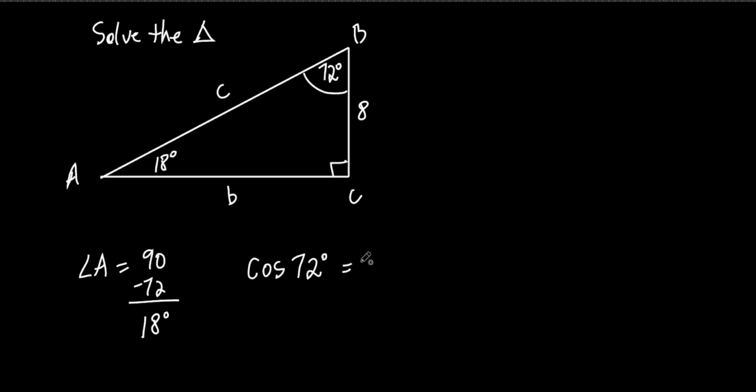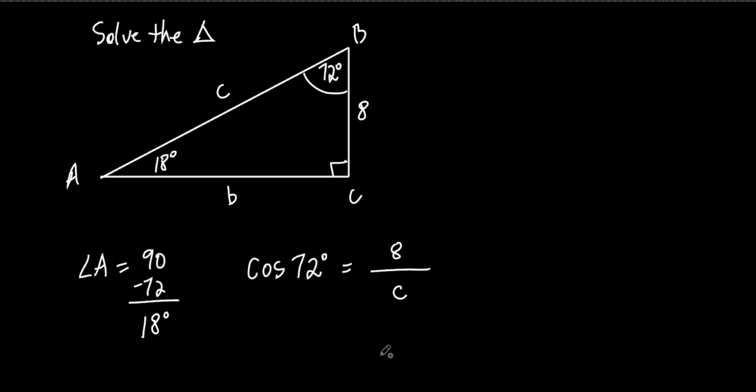And that's equal to what over what? Adjacent over hypotenuse. So what's the adjacent? It's 8. We don't use the 72, we already used the 72. The cosine of 72 is equal to the adjacent over the hypotenuse. The adjacent is 8, and the hypotenuse is C. Now, what are we trying to solve for? C. Let's solve for C.